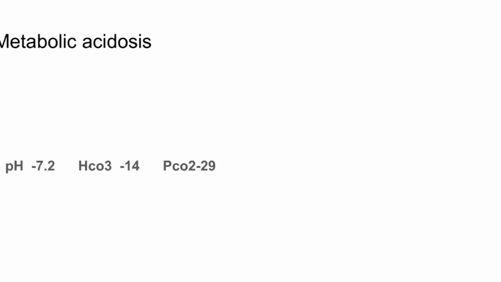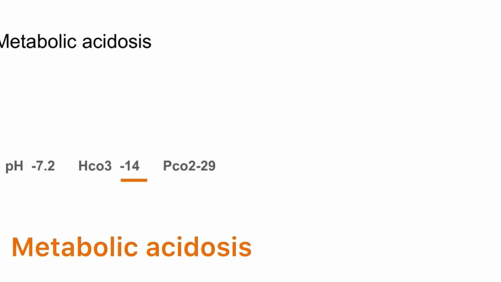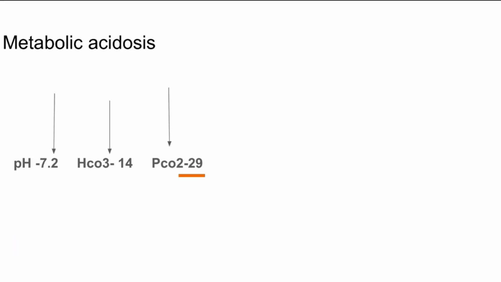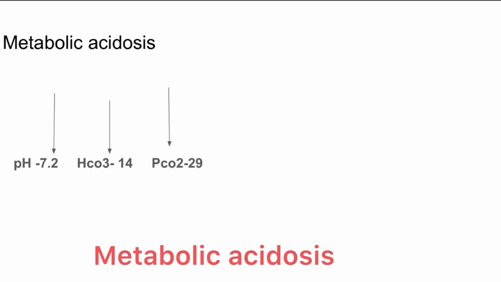Now look at our patient's ABG. The pH is low, indicating acidosis. The bicarbonate is low, confirming that the patient has metabolic acidosis. And PaCO2 is low, which could be due to respiratory compensation. So this patient has metabolic acidosis. What is next? Next, we need to determine if the patient has only metabolic acidosis or if there are additional disorders present. ABG can sometimes reveal multiple hidden acid-base disorders.